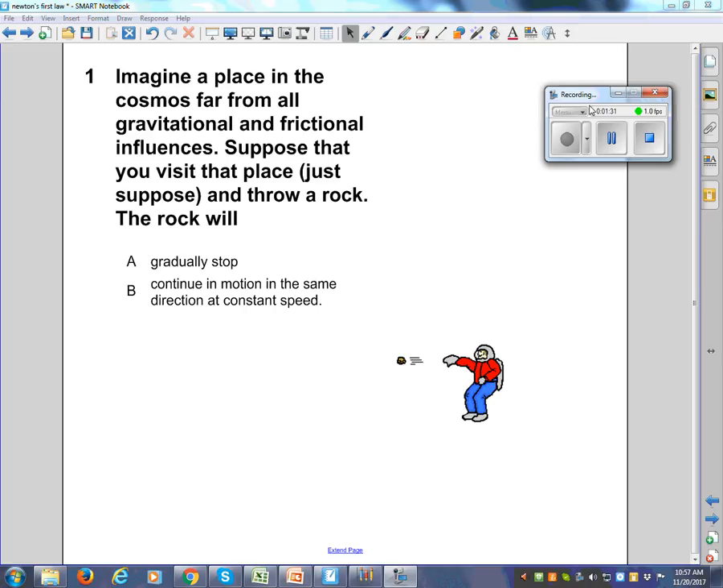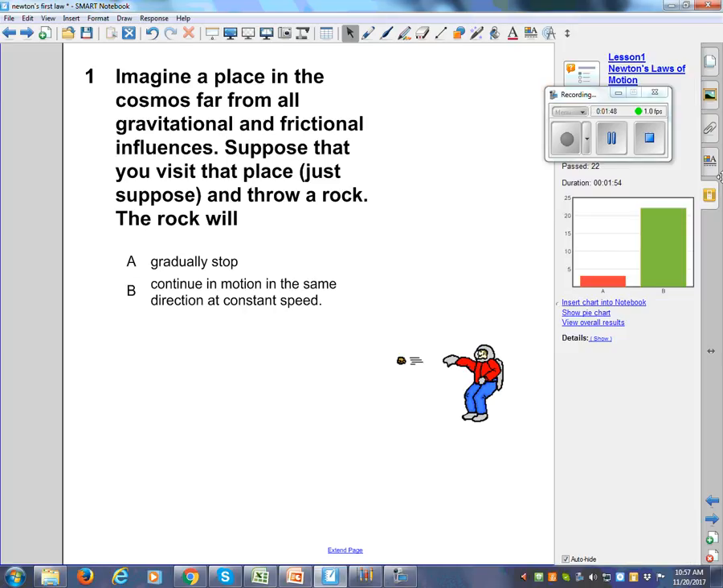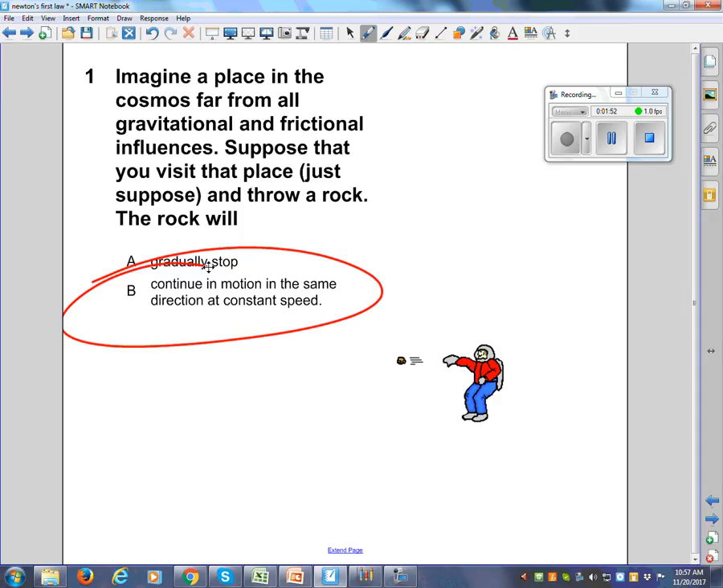Imagine a place in the cosmos far from all gravitational and frictional influences. Suppose that you visit that place. Of course, I'd have to fill out way too much paperwork for you guys to go there. And throw a rock. The rock will gradually stop, or continue in motion in the same direction at a constant speed. The answer is, of course, B, because Newton's first law says objects in motion stay in motion. So once you throw it, it keeps going forever. There's no gravity, and there's no friction to slow it down.